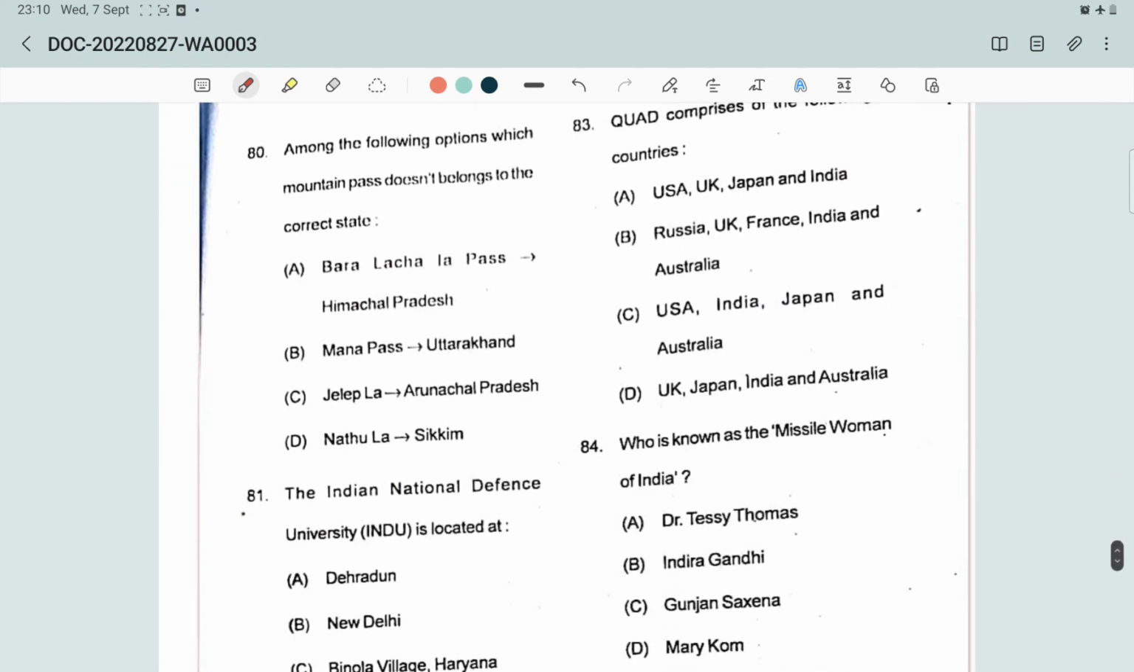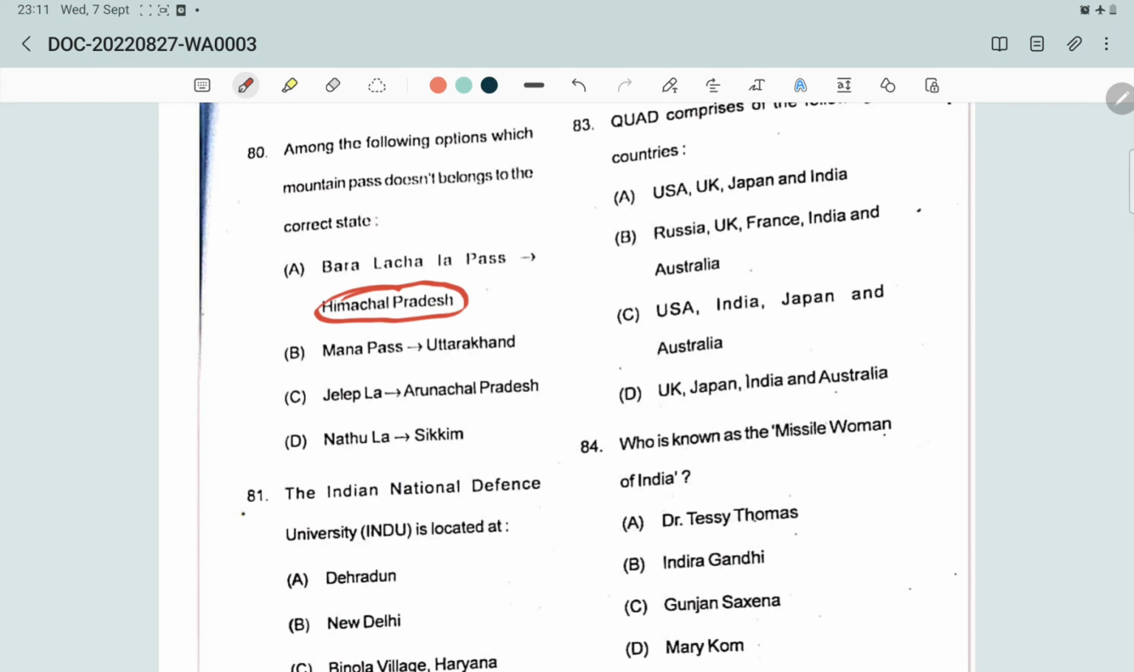And question number 80. Among the following options, which mountain pass does not belong to the correct state? And here are some mountain passes. First, there is the Baralacha La Pass. It is a high mountain pass in Zanskar range, connecting the Lahaul district in Himachal Pradesh to Leh district in Ladakh. So it is correctly matched because it is in Himachal Pradesh.